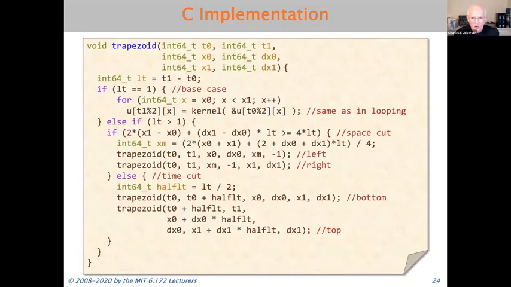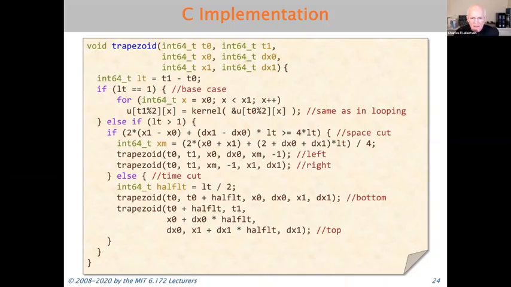Okay, so here's the code that implements the recursion. If you start with a rectangular region, you're going to call trapezoid with dx0, which is the slope of the left edge, equal to 0, and dx1, which is the slope of the right edge, equal to 0. Those dx0 and dx1 values are all either 0, 1, or -1. And then it pretty much follows what I've outlined.